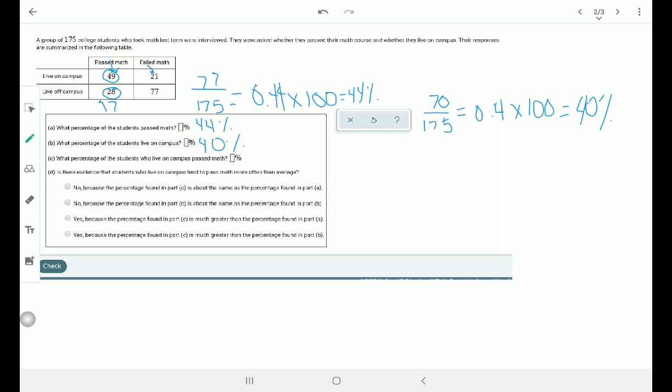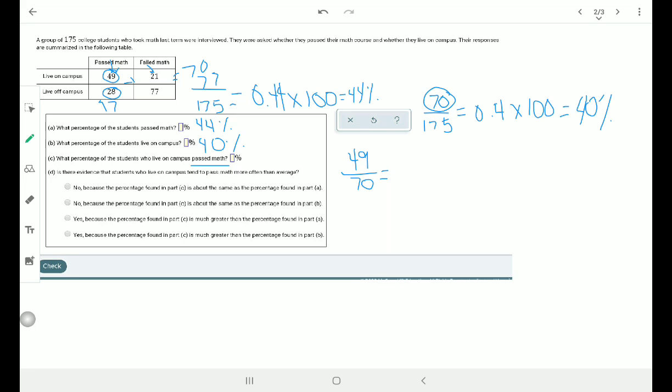Part C, I have to be careful because it says what percent of students who live on campus. So now the only number that I care about is how many live on campus. And we just said that 70 students live on campus total. So out of 70 students, how many pass math? Well, if we look, 49 out of those 70 pass math.